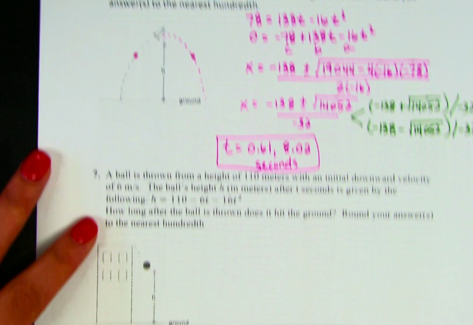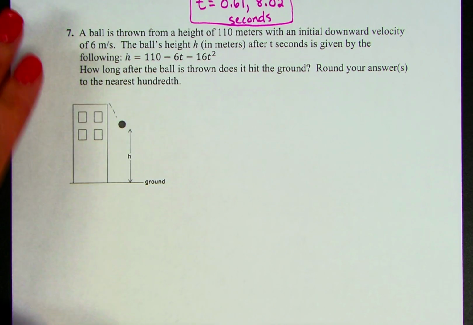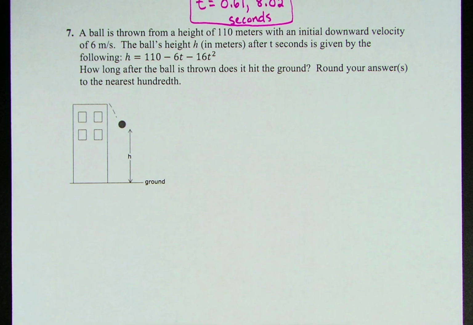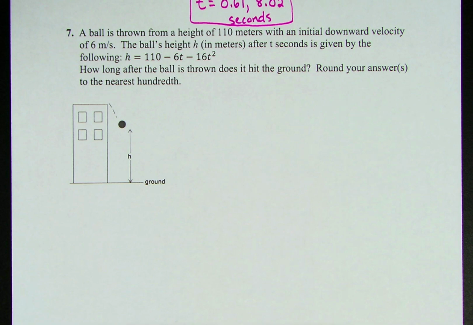All right, last problem. So go ahead and pause the video, read through it, and then you can start working on setting it up. All right, so this time our ball is thrown from a height of 110 meters with an initial downward velocity of 6 meters per second. So the question is asking us, how long after the ball is thrown does it hit the ground? So this time, we should only be finding one answer, but the process is going to be the same.